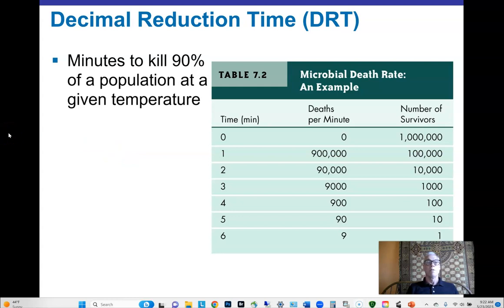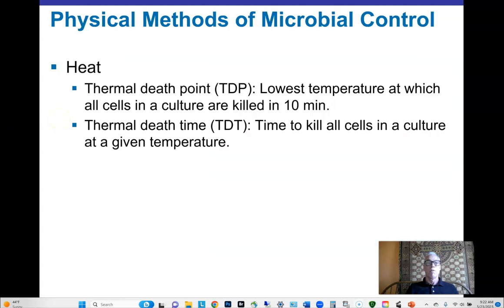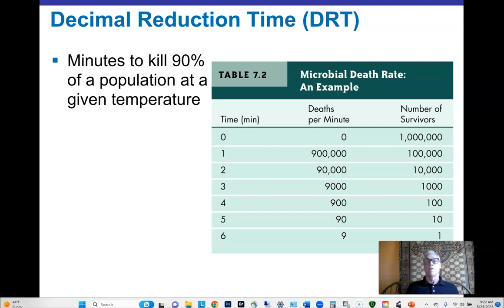Minutes to kill 90% of a population of microbes at a given temperature. That's what we said was thermal death time. Here we call the slight difference decimal reduction time, specifically how long it will take to get rid of 90%. You can see that in 1 minute we get rid of 90%, go from 900,000 to 90,000. Another minute, 90% of those down to 9,000 and so forth.